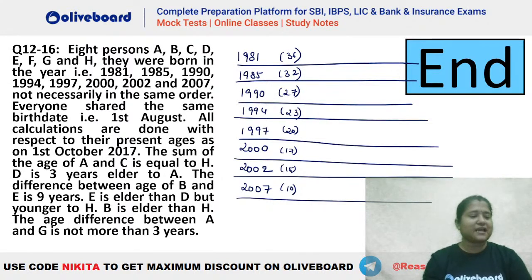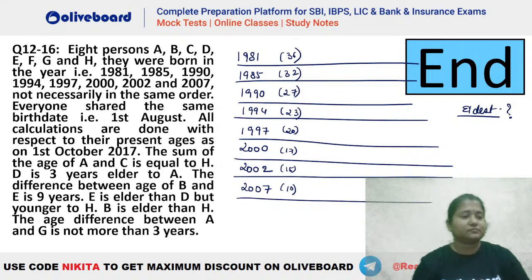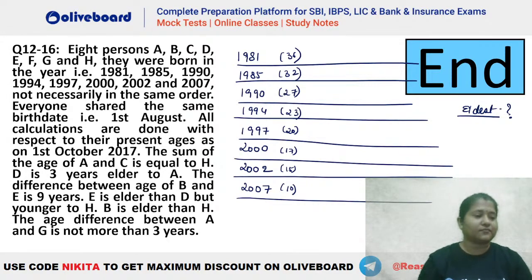चलो, Shravani says done. Shravani, who is the eldest person here? एल्डेस्ट कौन है यहाँ पर? Who is the eldest person? B. B is the eldest person. चलो, let's try it out. OK, let's see how this particular question is to be done. सबका B आ रहा है?